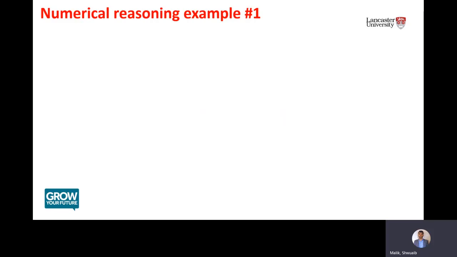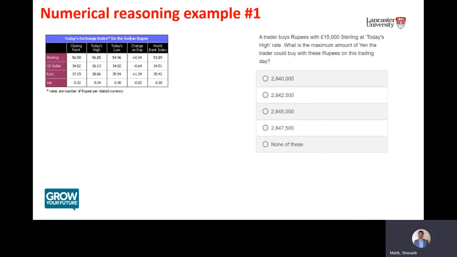So the first question is an exchange rate question. Now, it is tricky, and don't be alarmed. We'll go through this quite slowly and in a way that's most understandable for everyone. As I said, if you want to have a go at this question now, this would be a good time to pause and then resume the webinar once you've got some kind of answer.